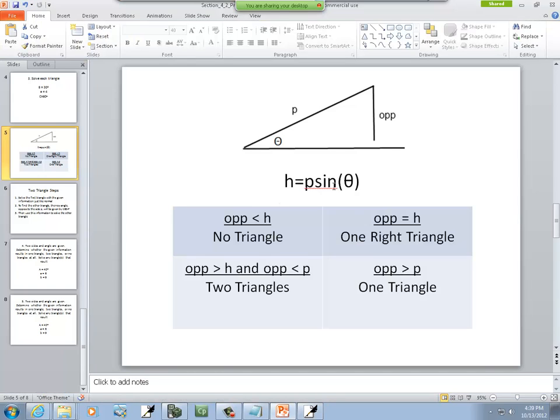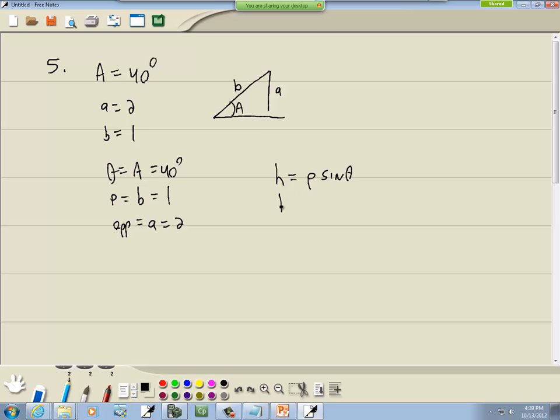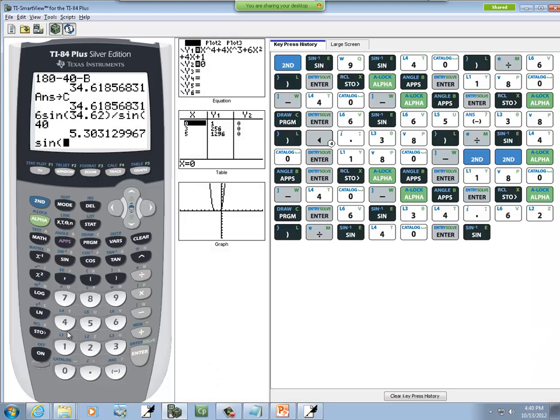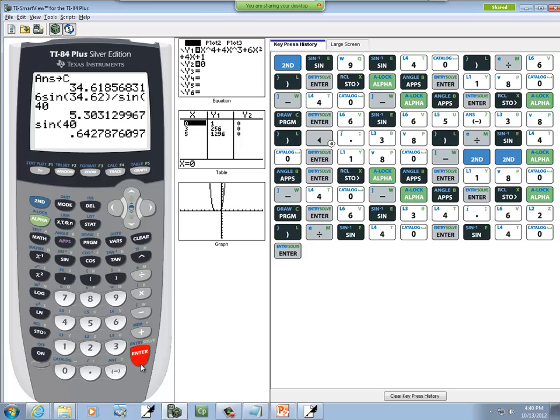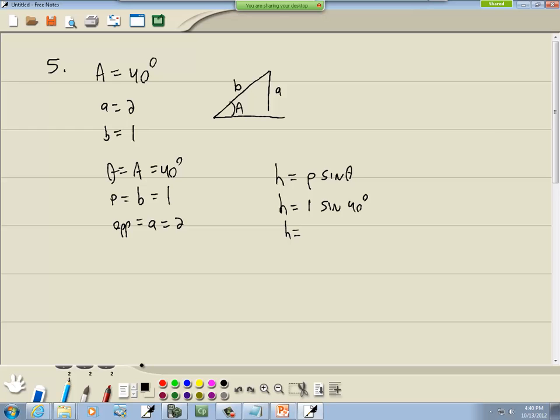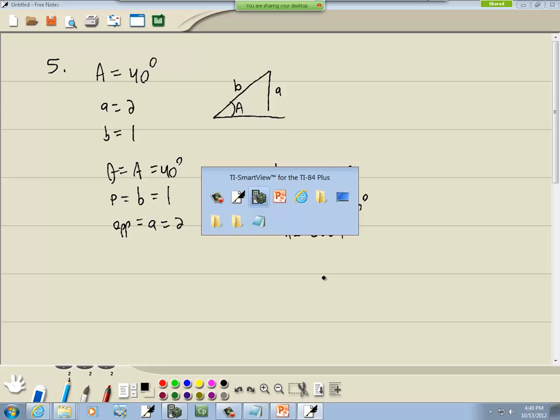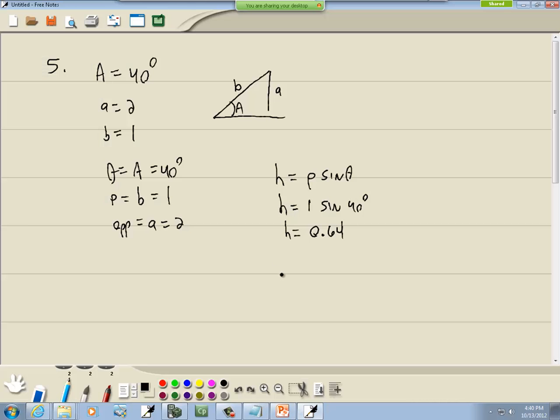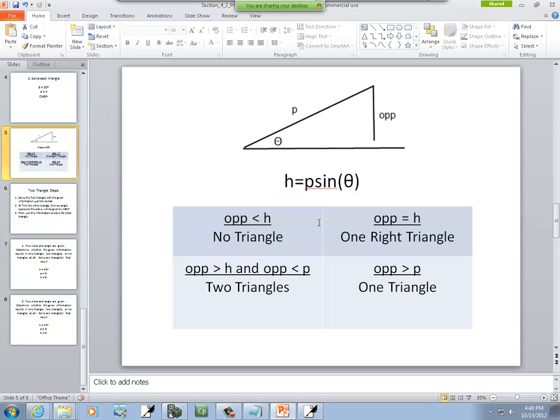Well, this formula we're going to plug it into. H is equal to p sine theta. P was 1, so then we've got sine of 40 degrees. 1 times anything is just the anything, so we just want sine 40 degrees. And that gives us, it's pretty small, 0.64. But since I've got pretty small sides here, it does make sense. Let's come over to our table. Opposite is less than h. Opposite is 2. It's less than h. That's what I was hoping for.